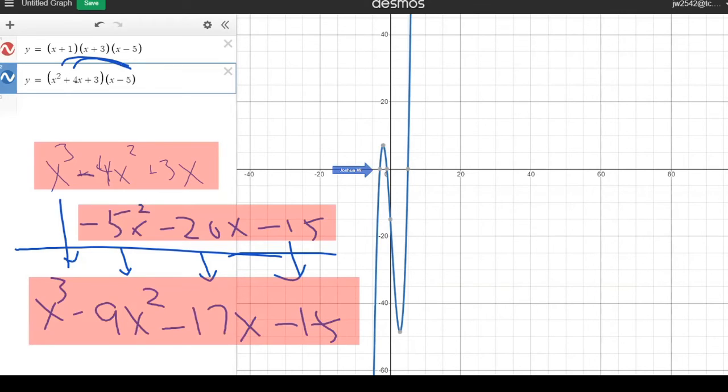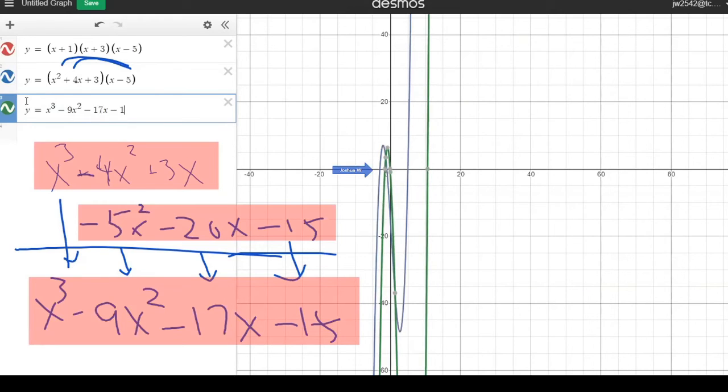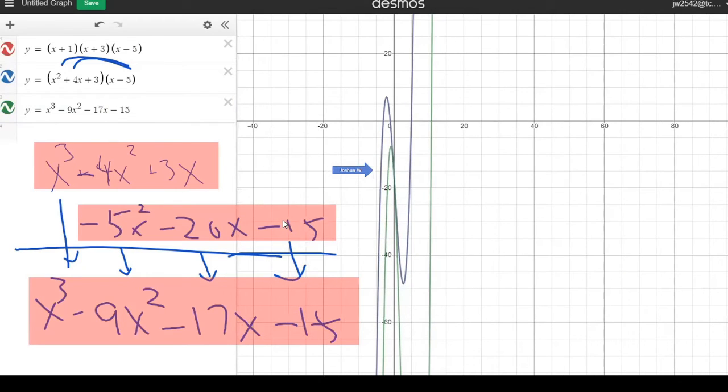So I figure if I did the math right, and I type that equation in here, x cubed minus 9x squared minus 17 minus 15, I should get the exact same line traced over. And it looks like I did something wrong because that's a plus 4x.